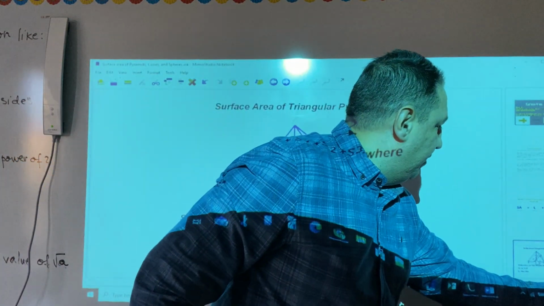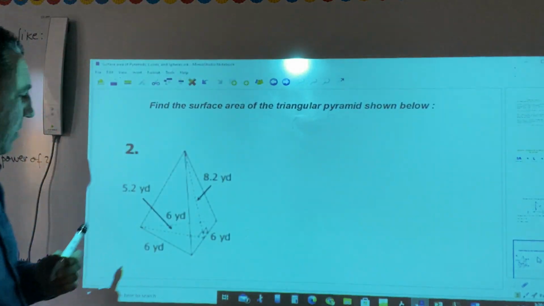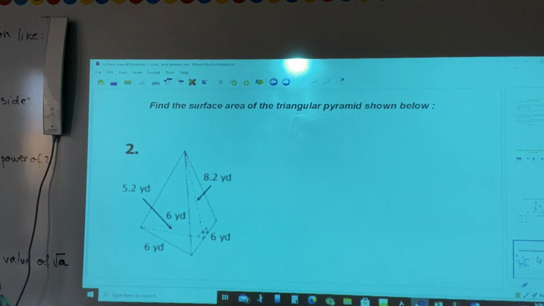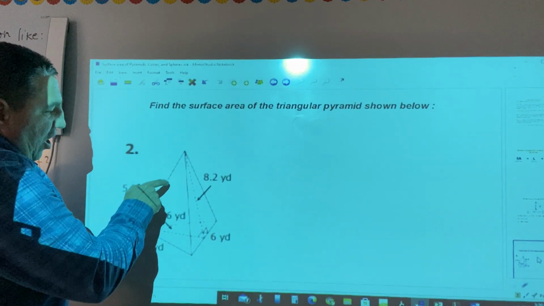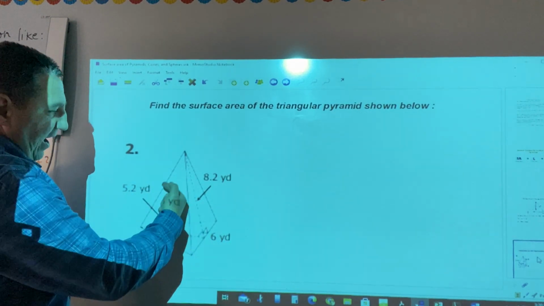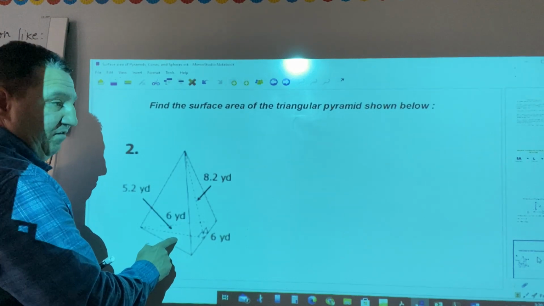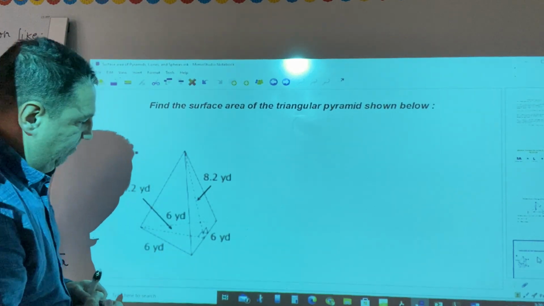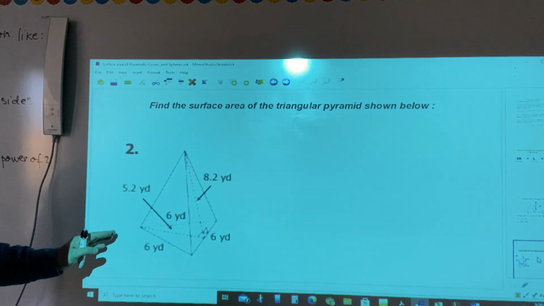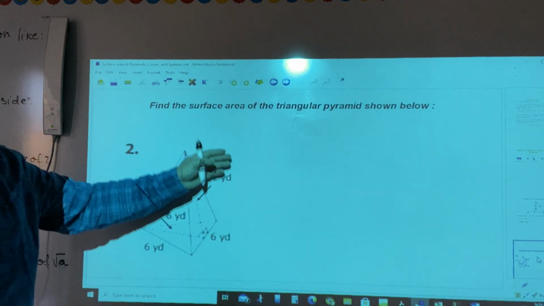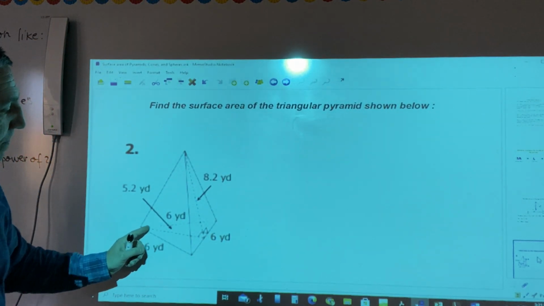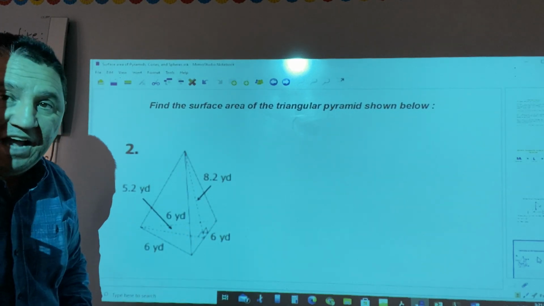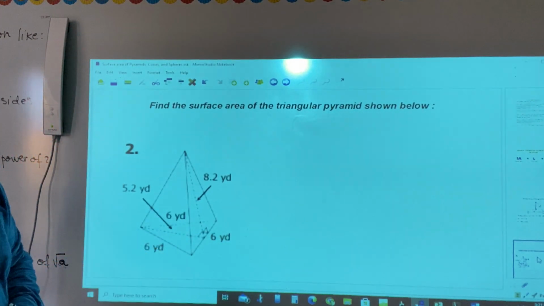Let's have an example. Let's find the surface area of this triangular pyramid. To find the surface area, we simply find the area of each face plus the area of the base, and we add them. As we can see in this case, for this pyramid, we have the base of an equilateral triangle. All sides are the same.